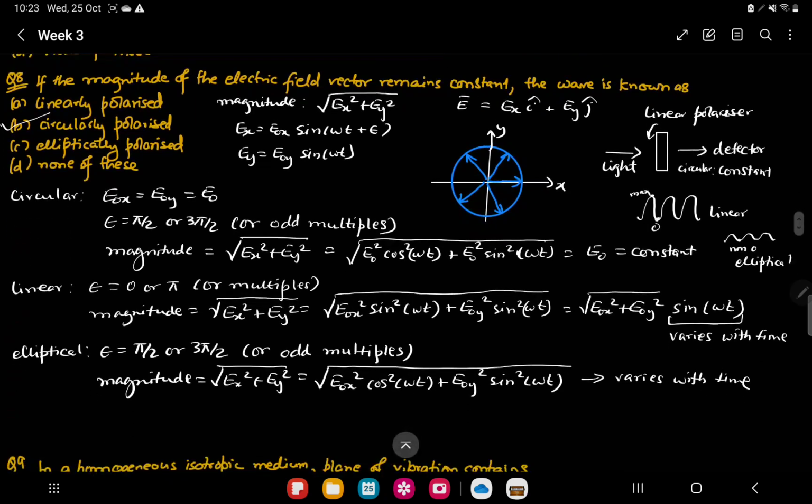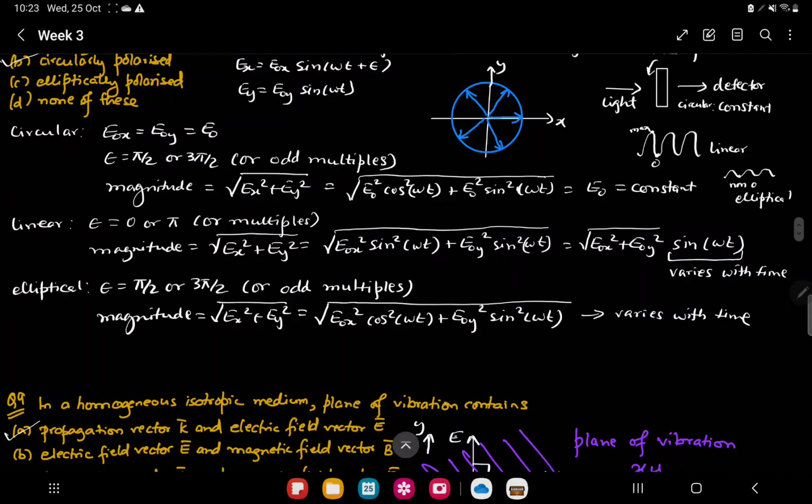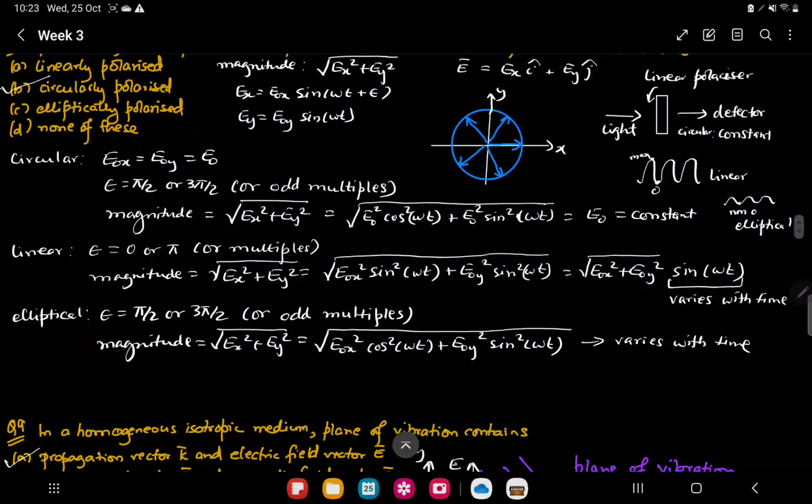As you can see here, I have discussed. So in circular polarization, the magnitude remains constant. In linear polarization, the magnitude varies sinusoidally with time, and even in elliptical polarization, the magnitude varies with time, and it's this complex, complicated looking expression.